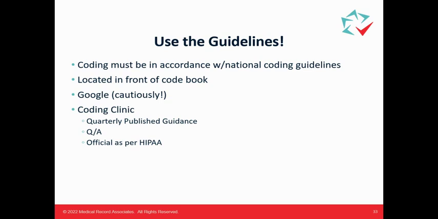But we have national coding guidelines for ICD-10-CM, PCS, CPT. There are national coding guidelines that we must use. Now, for ICD-10, they are located in the front of your code book. If you don't have a real code book, you can Google it and you can find it, national coding guidelines.